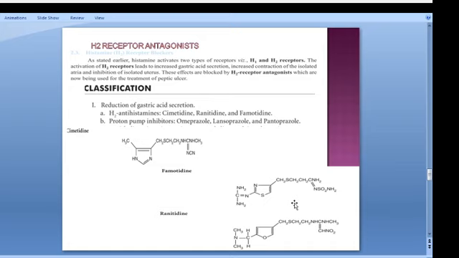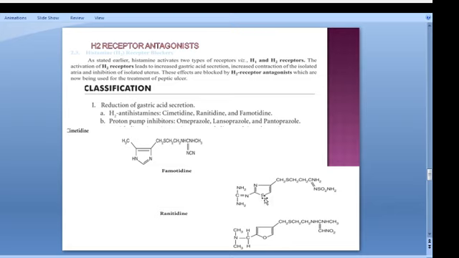The first drug is cimetidine. This is famotidine, and this is ranitidine. You see the basic structure of all these. What is the basic structure of cimetidine? It is an imidazole nucleus, right? It is an imidazole nucleus.